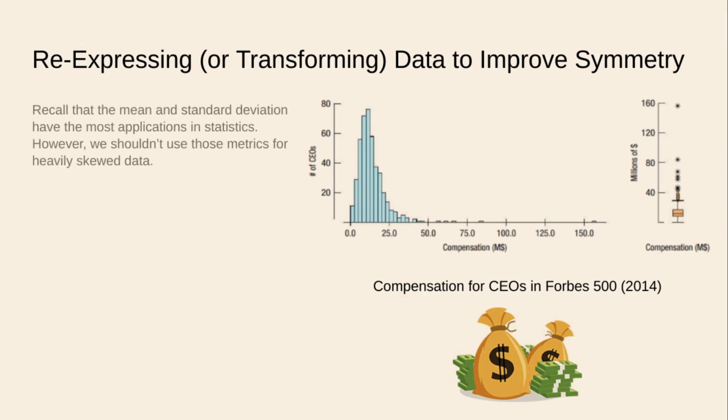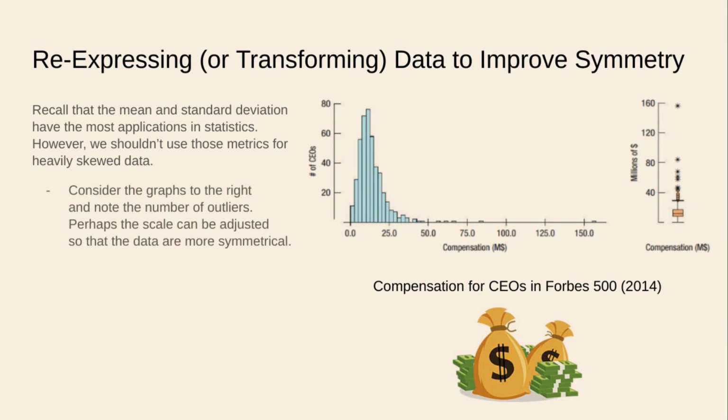All right. So recall that the mean and standard deviation have the most applications in statistics. That is an understatement. They have by far the most applications for any measure of center and spread. All right? We should not use those metrics, however, for heavily skewed data. The mean and standard deviation are not appropriate measures of center and spread, respectively, for data that look like this and like this. These are the same sets of data, by the way. So we're considering the graphs to the right and note the number of outliers. Oh my goodness, I feel like there's a bajillion of them out here, right?